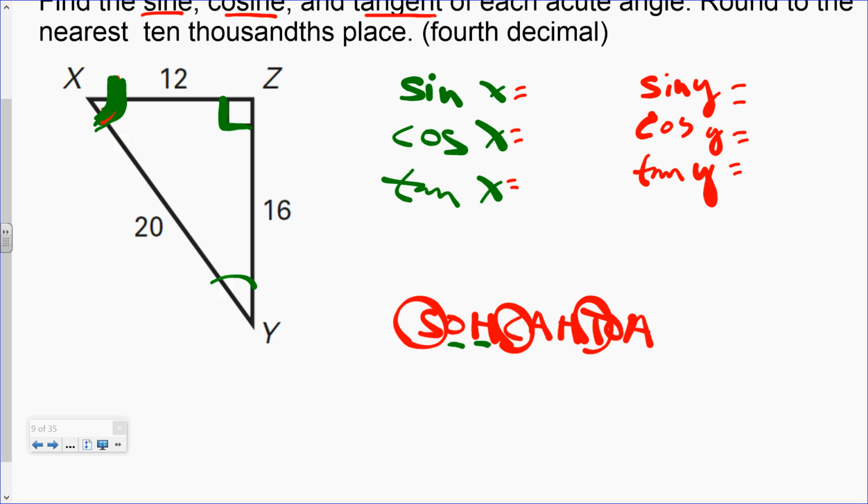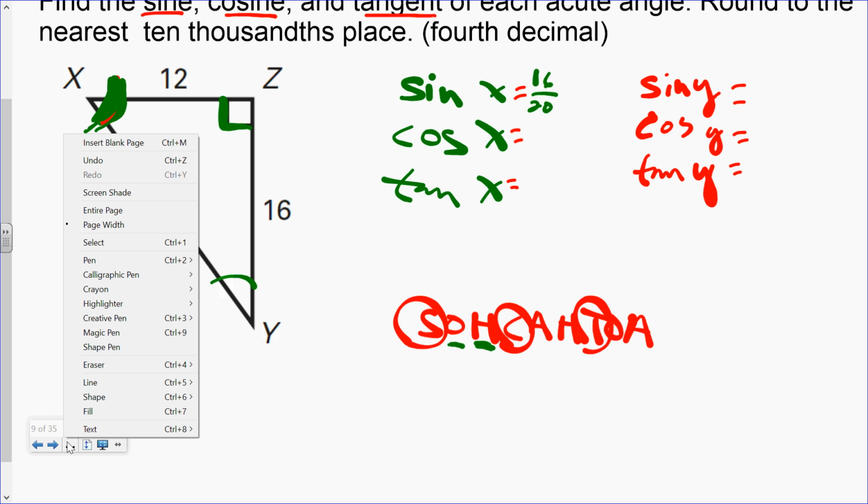What side is opposite x? Beautiful. Hypotenuse. What side is the hypotenuse? 20. Would someone please, out of the kindness of their heart, hit 16 divided by 20 on their calculator? Tell me what you get. What's 16 divided by 20?